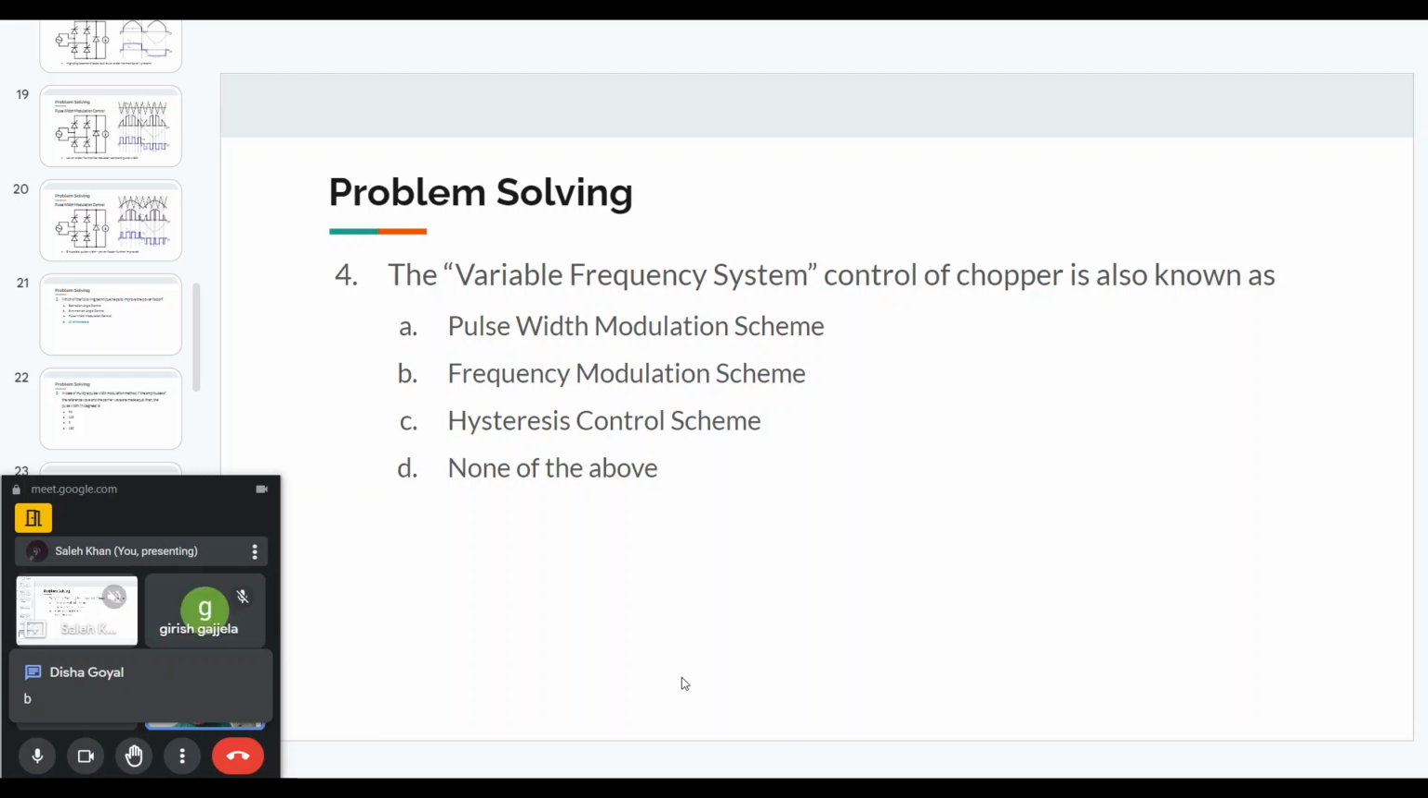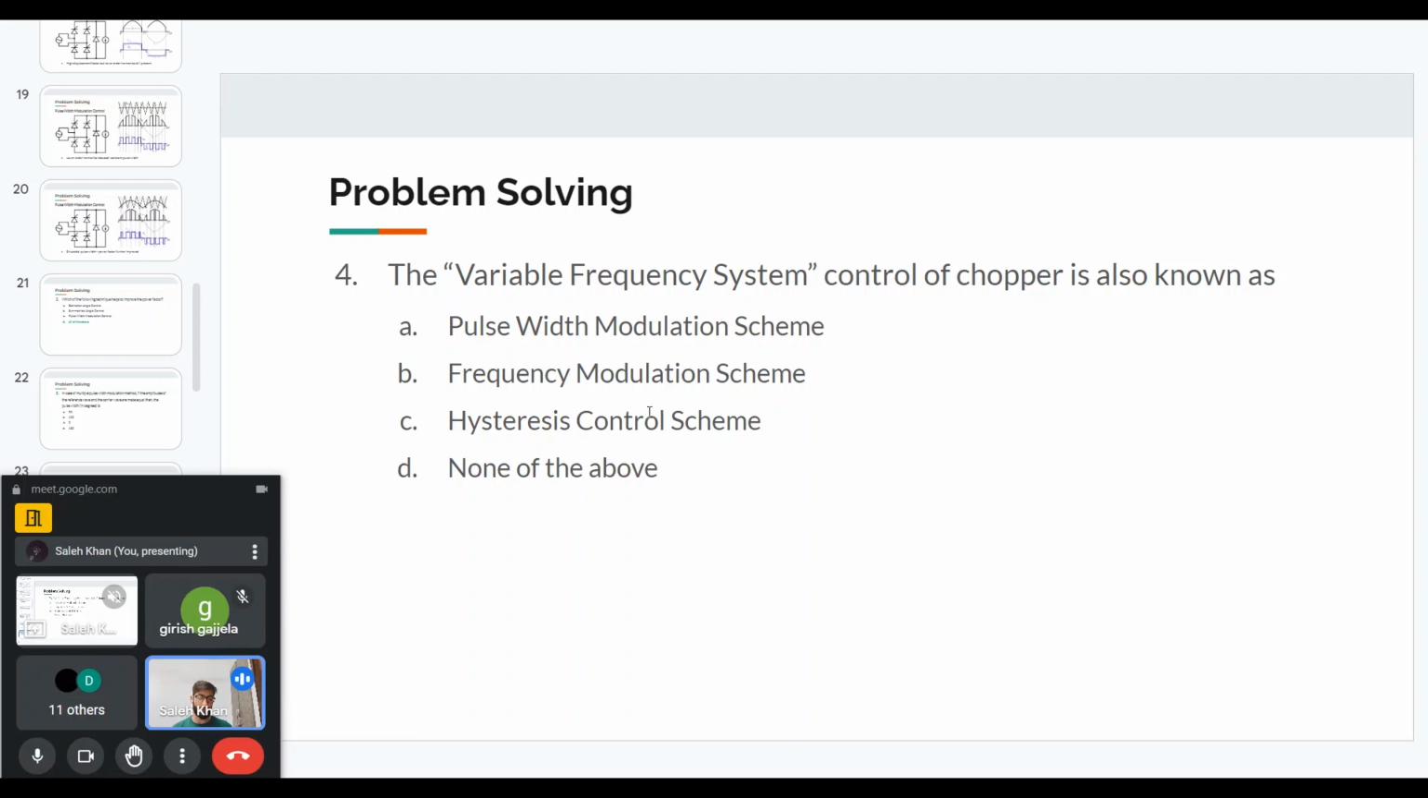Okay, this is quite simple. Pulse width modulation, as I mentioned, is the constant frequency control logic, where we keep the switching frequency constant and just vary the T on and T off times. In variable frequency control, we vary the switching frequency itself while we keep the T on constant or keep the T off constant. That kind of control is also called frequency modulation.